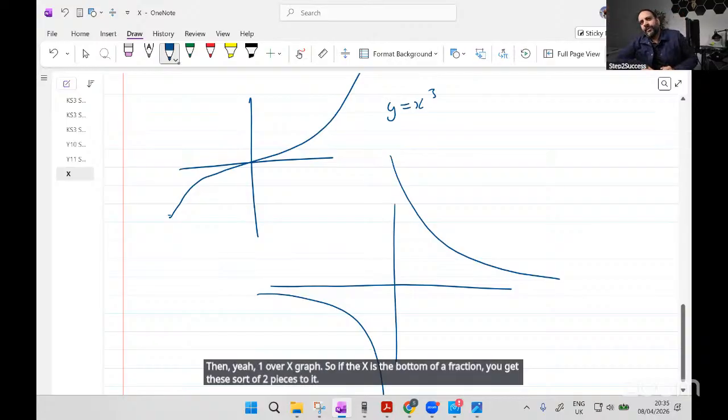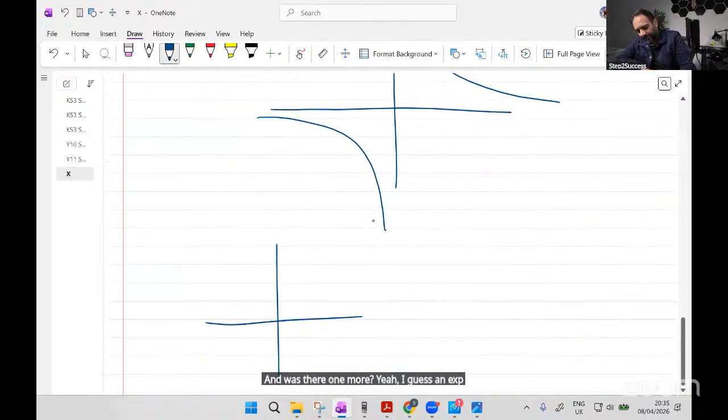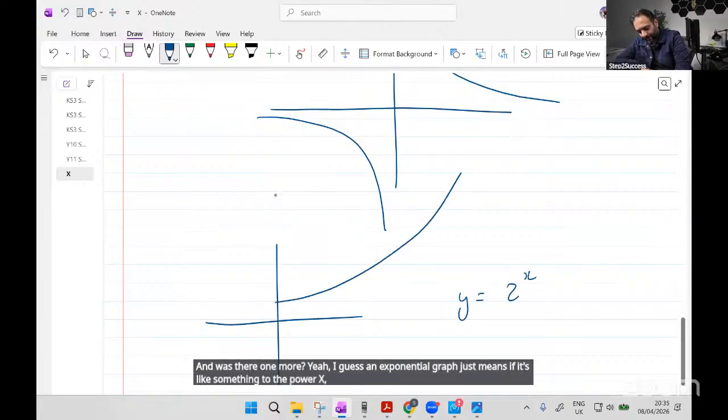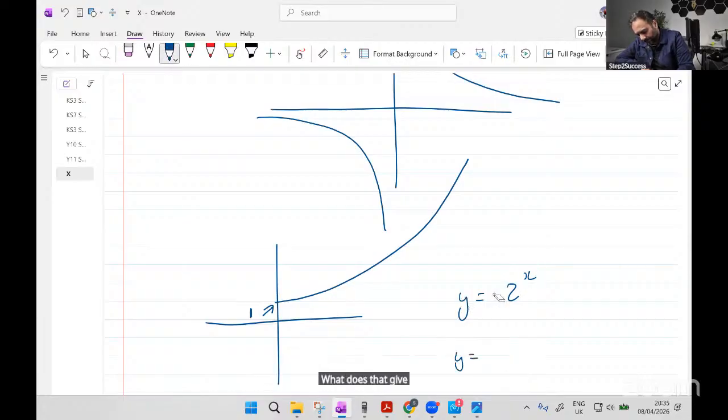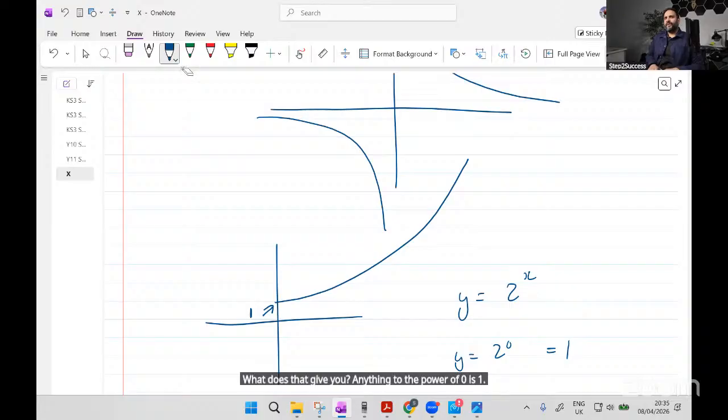Was there one more? Yeah, an exponential graph just means if it's something to the power x, then it will always look like that. And you should also know that that value will always be 1, because when x is 0, what does that give you? Anything to the power 0 is 1. Can't think of anything else. That's it. I think that's probably it.